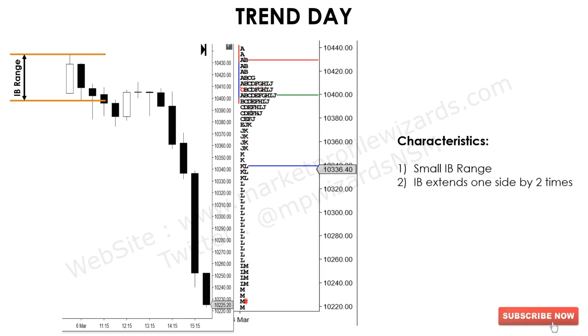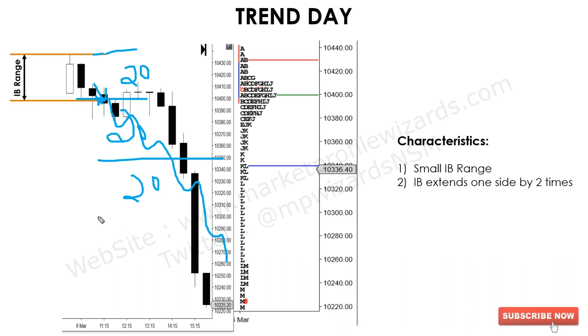The second important characteristic of the trend day is that the IB extends on one side by 2 times. As we discussed in the normal variation day concept, after formation of the IB, it has broken the IB low, right? So here it has broken the IB low. Once the IB low got broken, the IB high is still secured, which means the IB high is not broken, the IB low is broken, and the market extends in that direction by 2 times. Let's say we have 20 points of IB here and another 20 points. This is the first time, and this is the second time. Overall, a 40 point extension we can expect whenever there is a probability of a trend day. This is what it means to say.